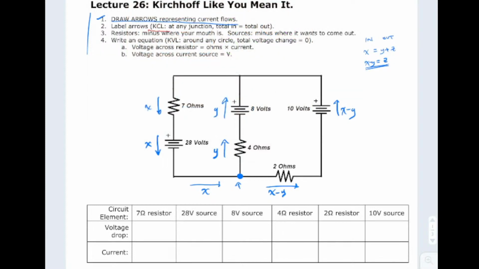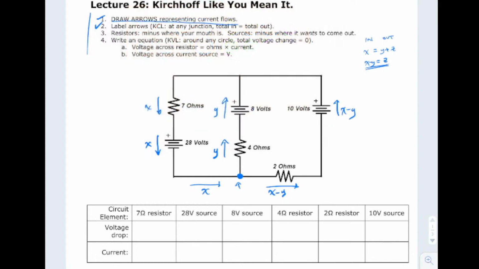using Kirchhoff's current law at any junction. I guess I did that at the same time, didn't I? Huh. Here I am combining steps together. So we did 1 and 2 at the same time already. We drew the arrows, we guessed which way it was going, and we labeled the arrows with an X, a Y, and that one's an X minus Y. So what is next then?